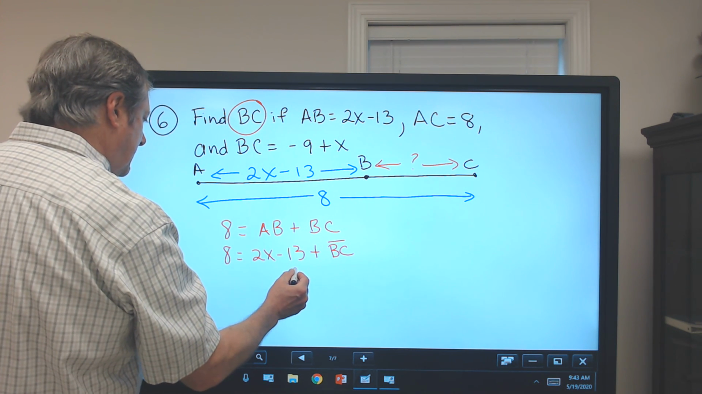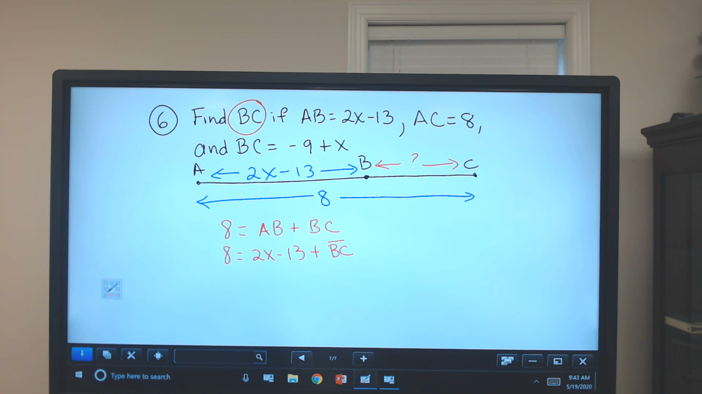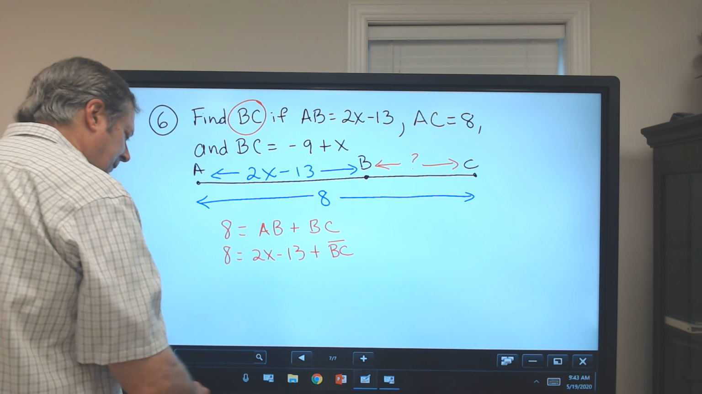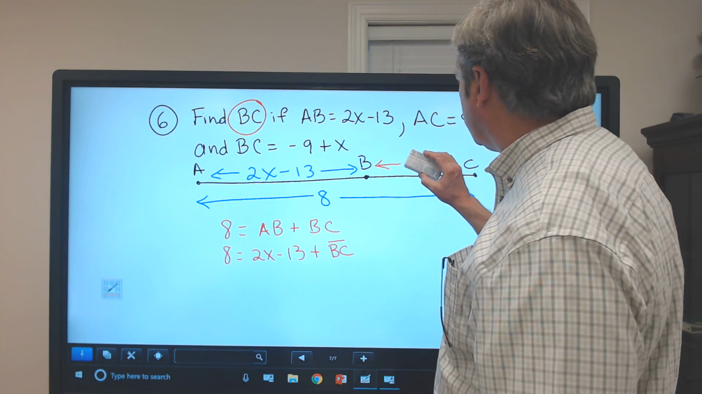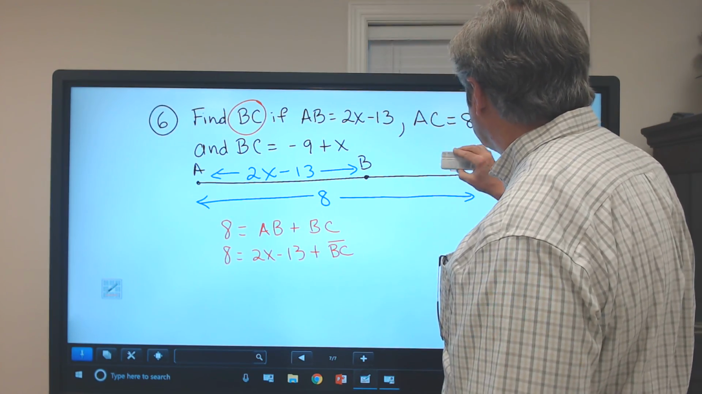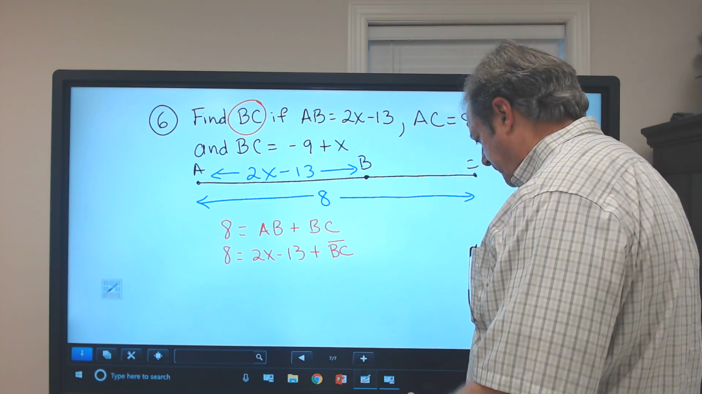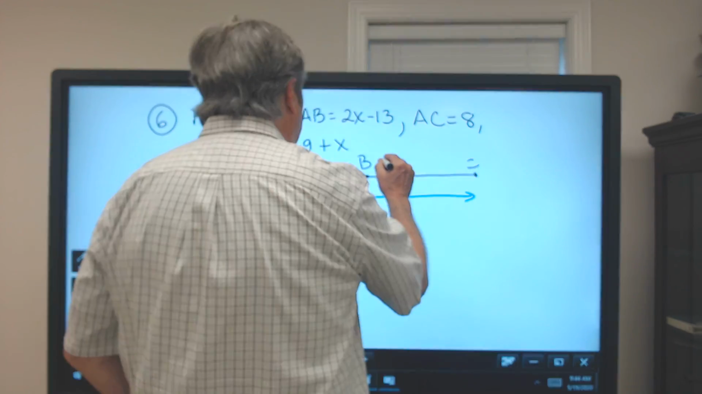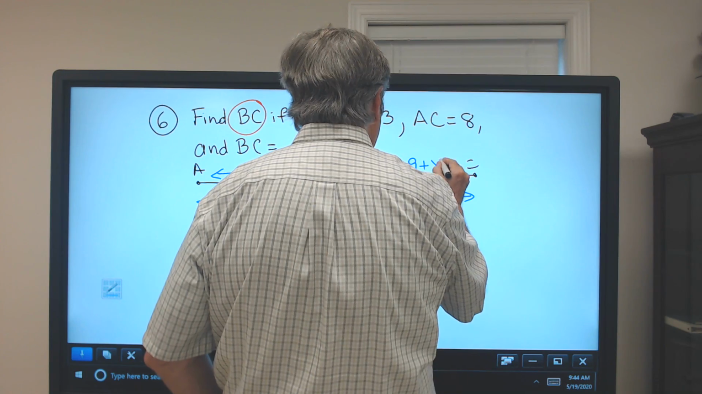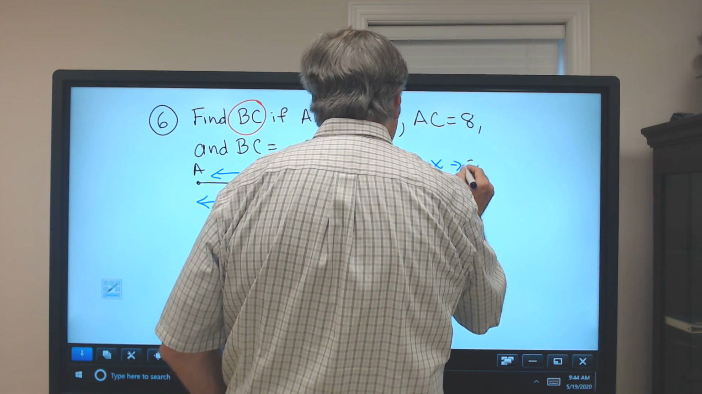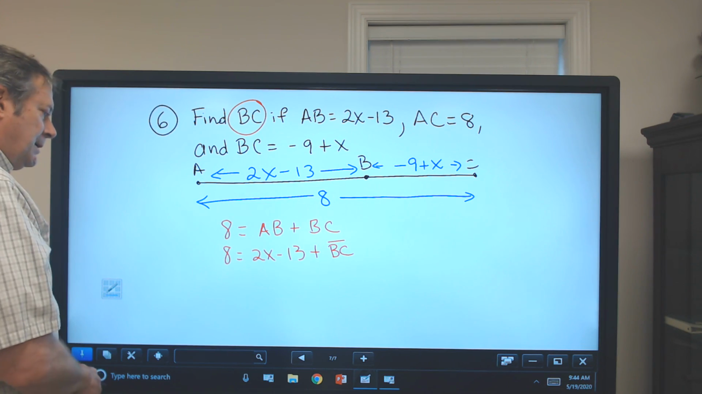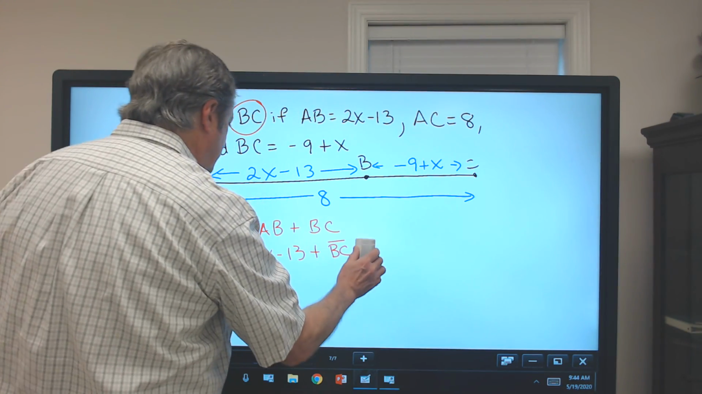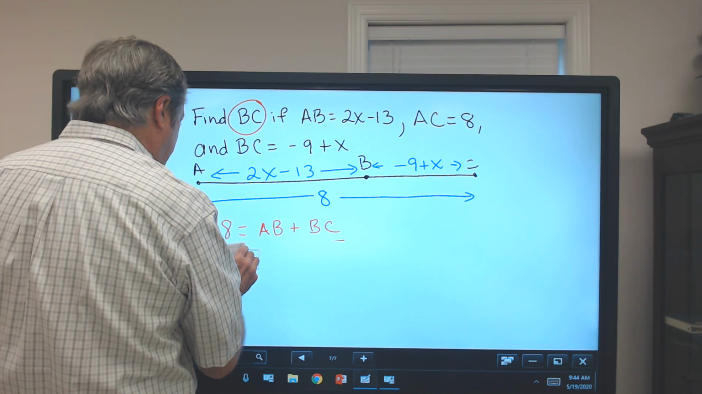So let's, wait, have I messed up here? Oh, yes, I have messed up. I was thinking this is not making sense. I left off what B to C is. All right, I got to go in a whole wrong direction. Well, B to C is negative 9 plus x. All right, so we're not going to be subtracting at all. In fact, I need to erase that. Sorry about this, guys.